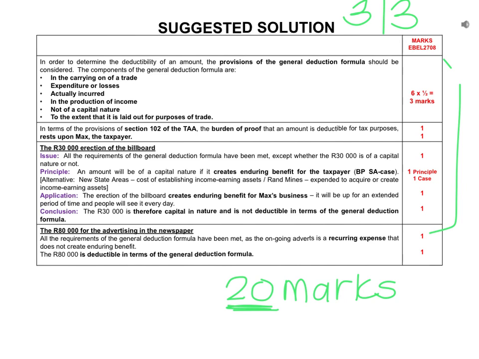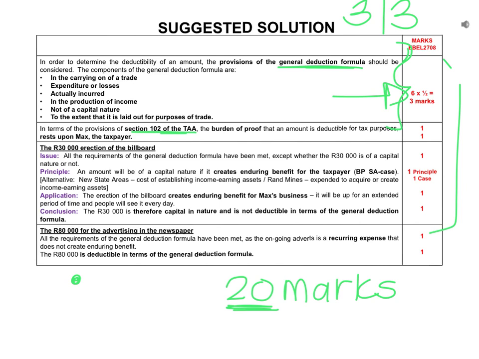Okay, now if you think about our IPAC method, or the Zorro method, the first thing we do is identify the issue, right? And the issue is whether these amounts are deductible. So you write down the legislation, and that's what I did over here. The general deduction formula says these are the components that you have to comply with. You get your marks. Because this is a discussion question, you also address the provisions of Section 102 of the Tax Administration Act. And Section 102 says that the burden of proof rests upon Max, the taxpayer. Right, great. So I've got my legislation down, and I've got my Tax Admin Act issue also out of the way.